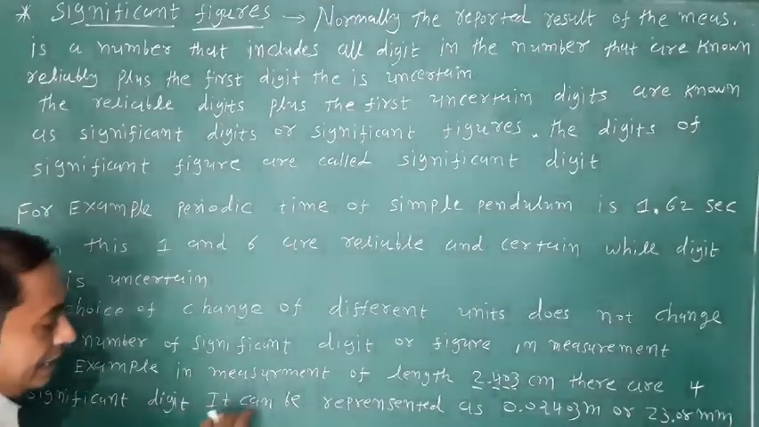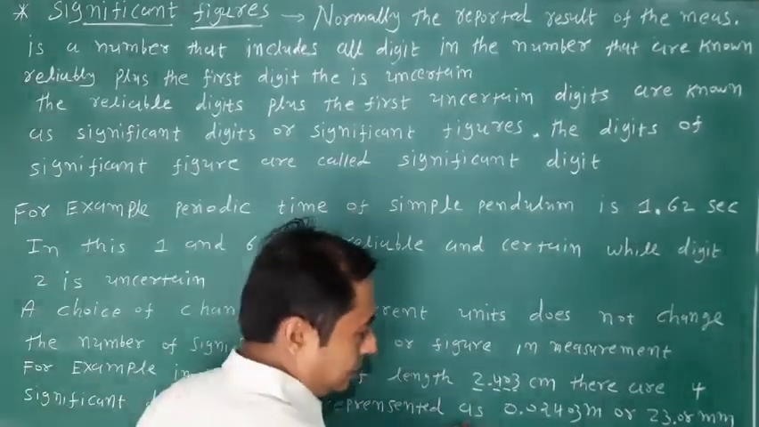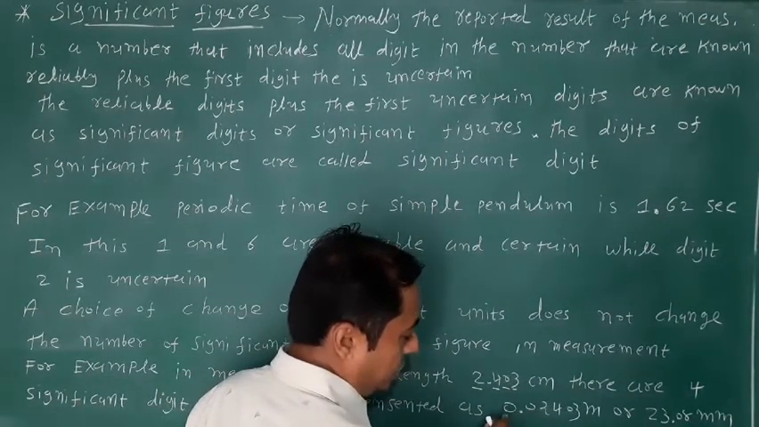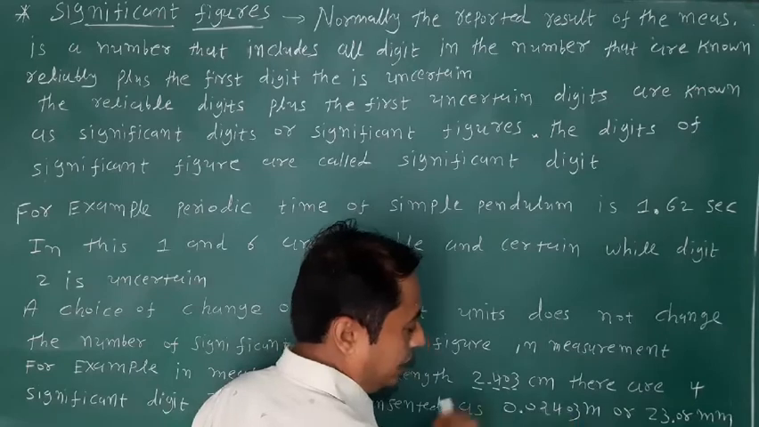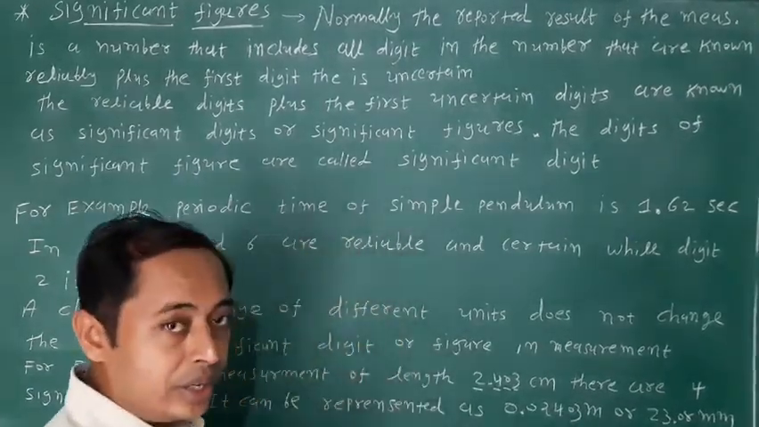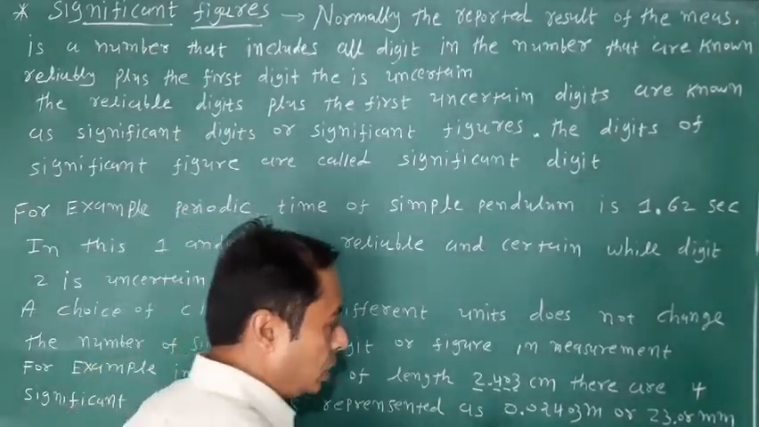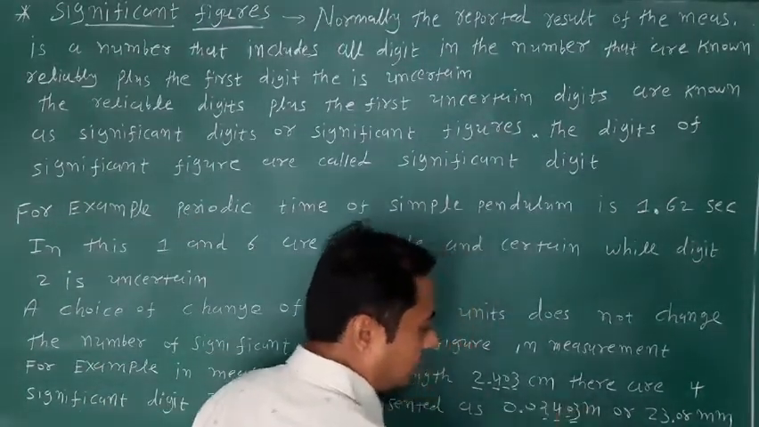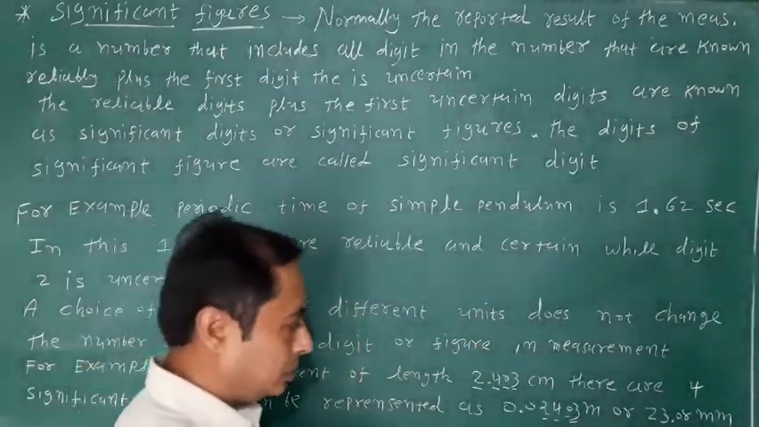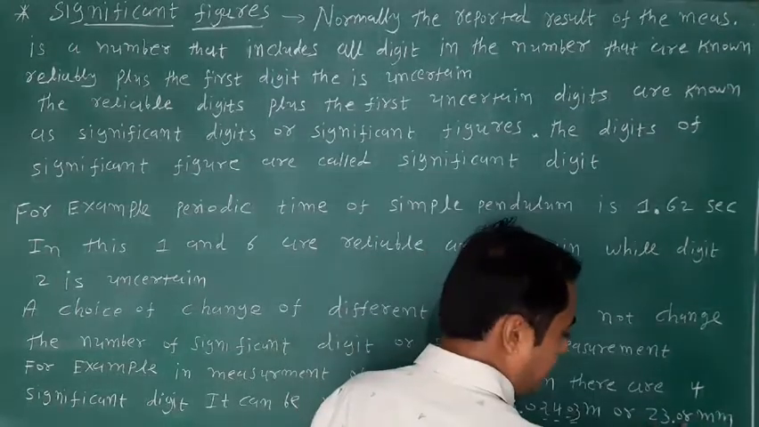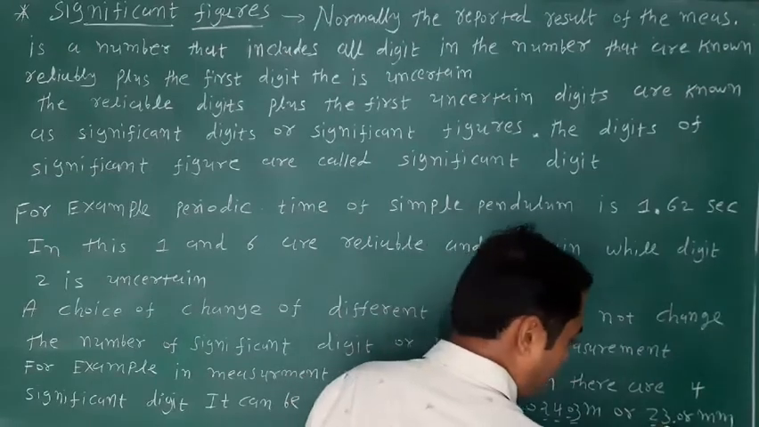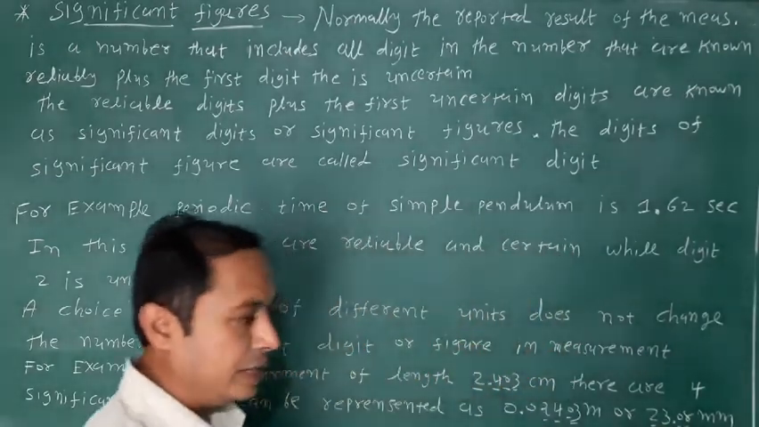Look here, when centimeter is converted into meter, it is 0.02403. In this case also we have four significant digits, 1, 2, 3 and 4. Okay. Suppose now we want to convert into millimeter. So 24.03 millimeter. In this case also we have four significant digits.